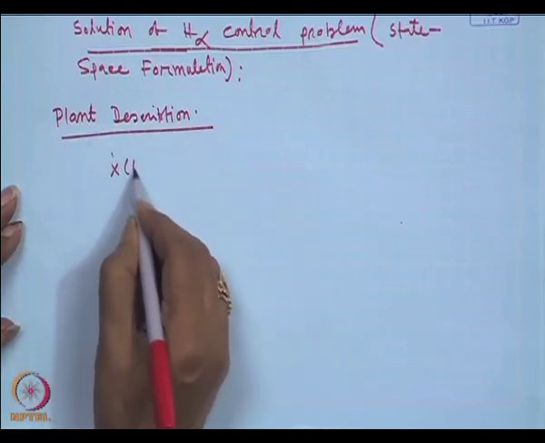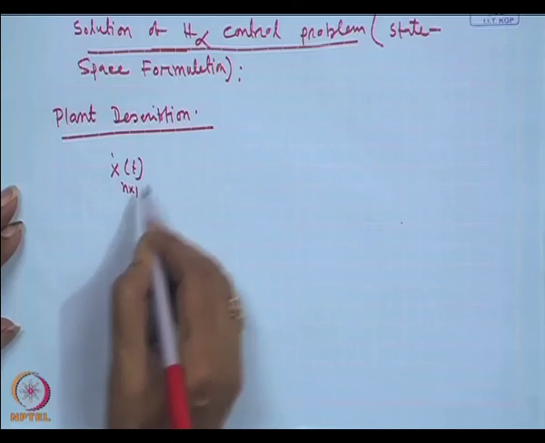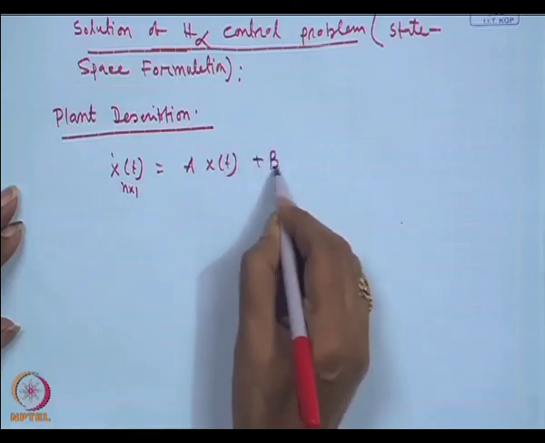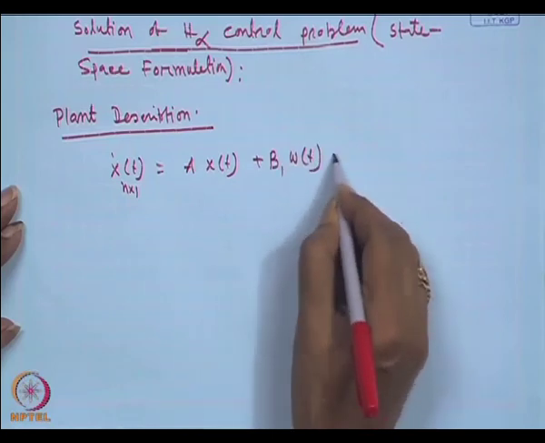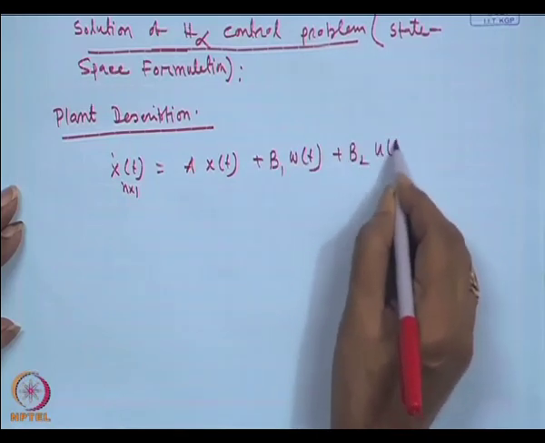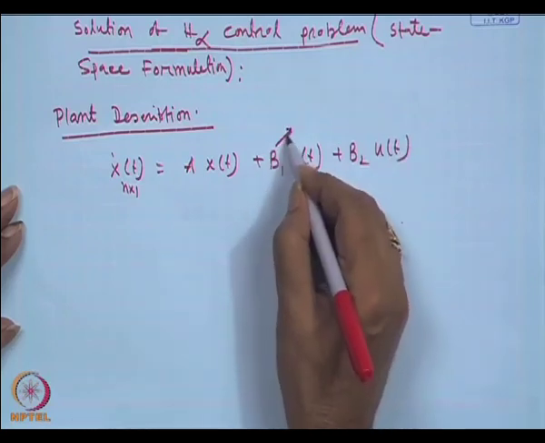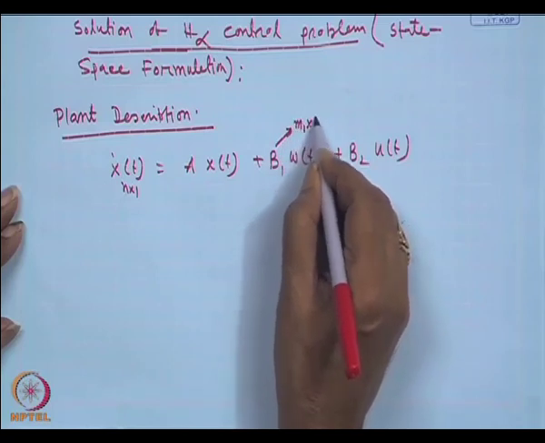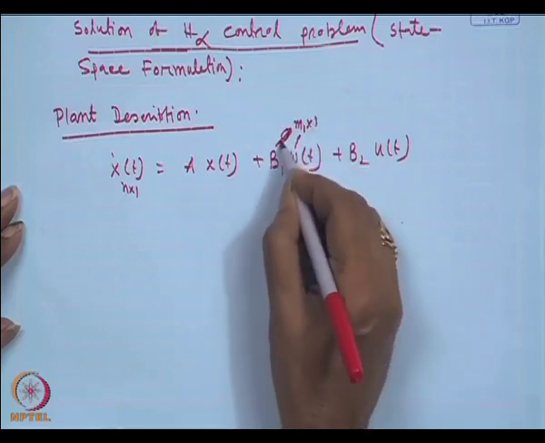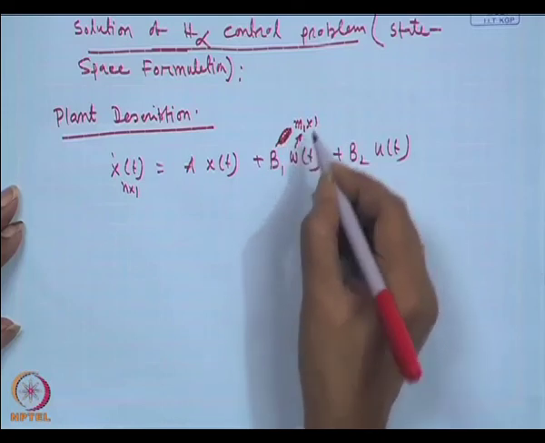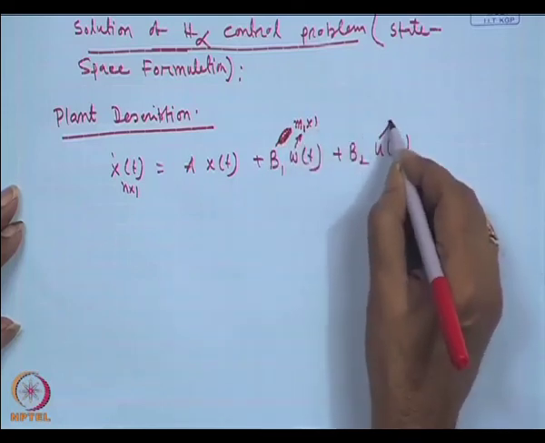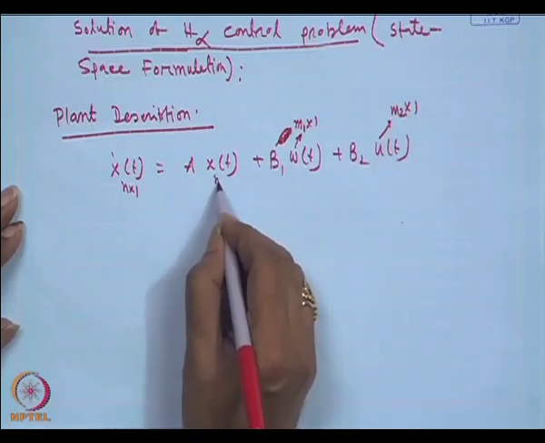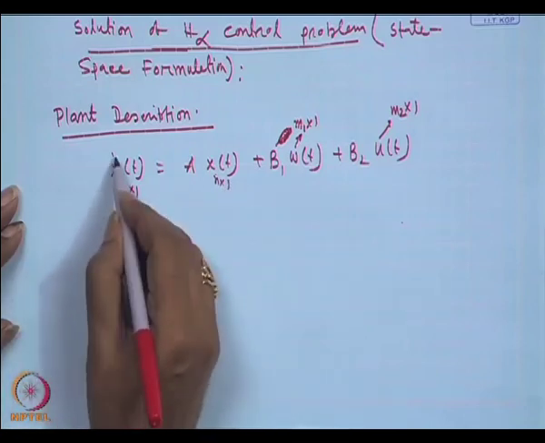So, x dot, whose dimension is n cross 1, is equal to A x of t plus B 1 W of t plus B 2 U of t. Agree? And if you recollect, W is the exogenous input, with dimension M 1 cross 1, and the control input U has dimension M 2 cross 1, and x has dimension n cross 1. So, this is the state equation x dot.